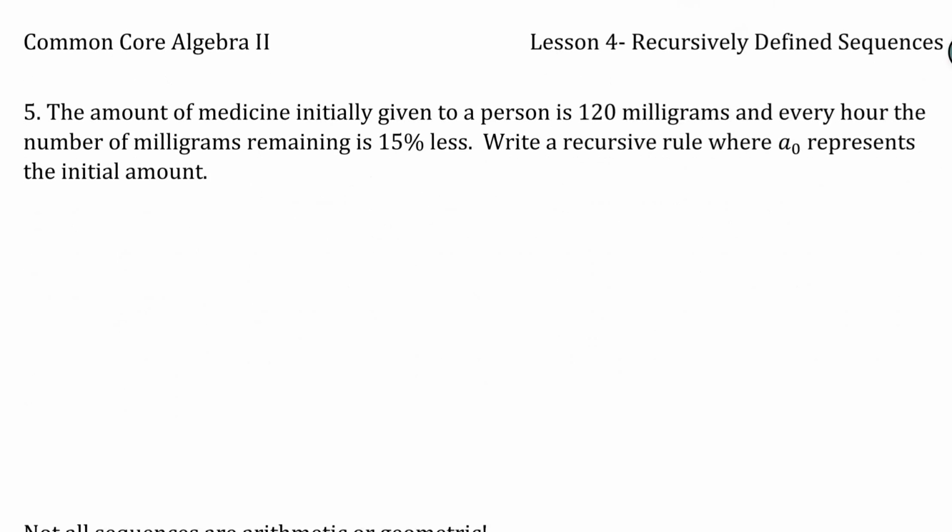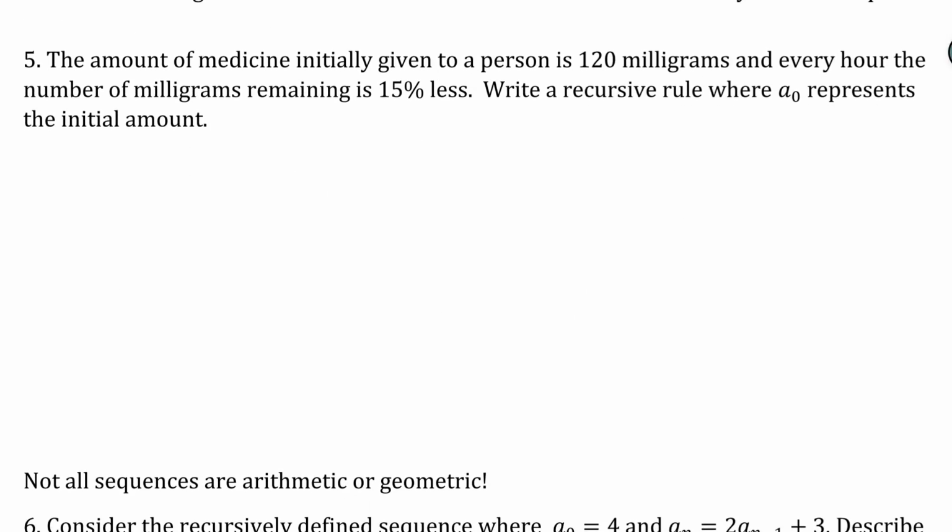Now sometimes recursive sequences are easier to use with real life examples, especially because sometimes they have a sub 0, and that's kind of hard to do when we have a regular sequence. So for number 5, it says the amount of medicine initially given to a person is 120 milligrams, and every hour the number of milligrams remaining is 15% less. Write a recursive rule where a sub 0 represents the initial amount.